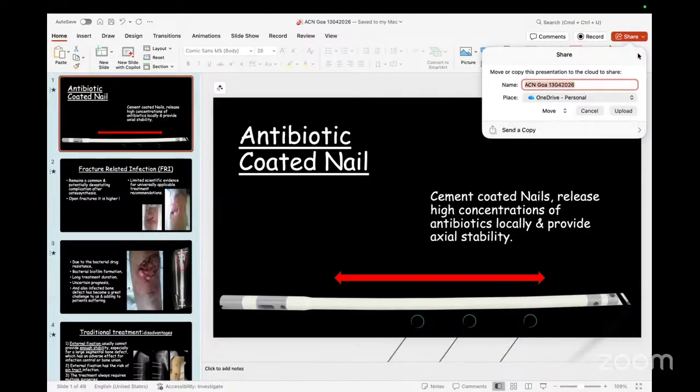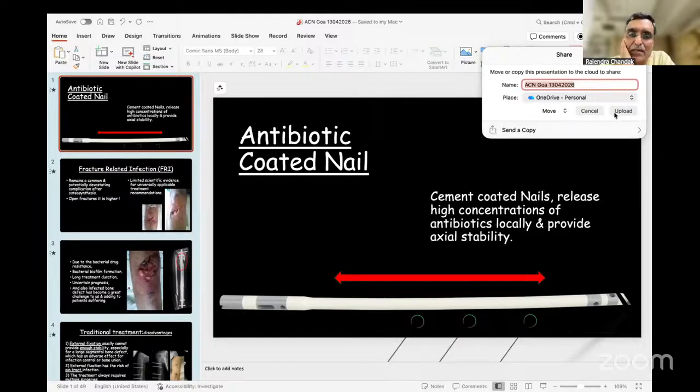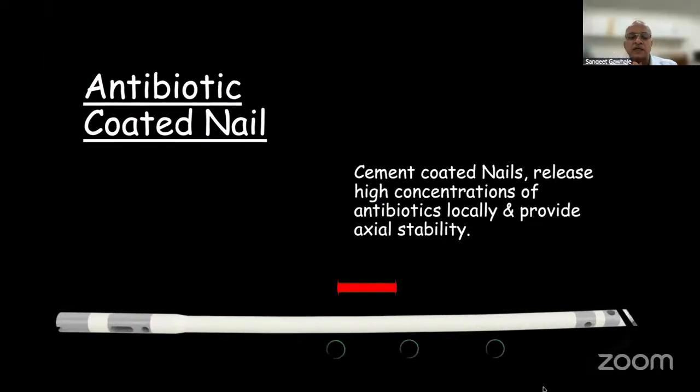Similar to osteomyelitis, we have to give antibiotics. Yes, similar to osteomyelitis. Now we can see, Sangeet. Now it is fine. It's visible, huh? Yes.